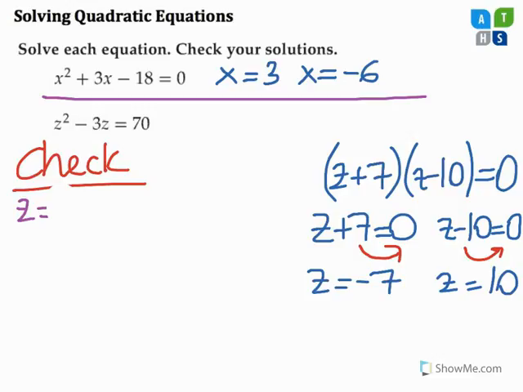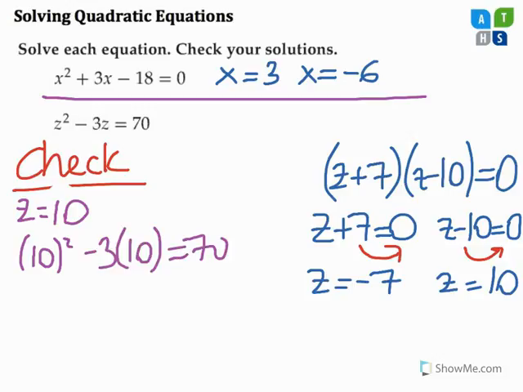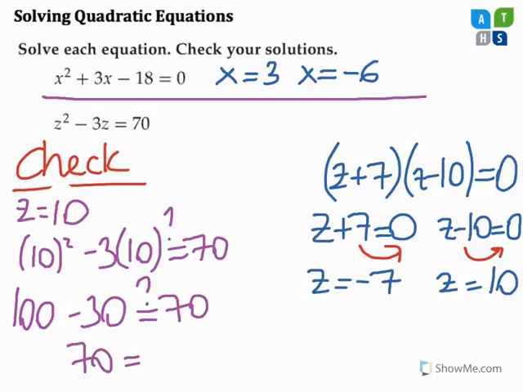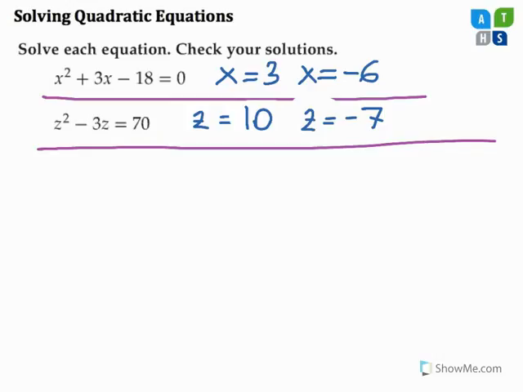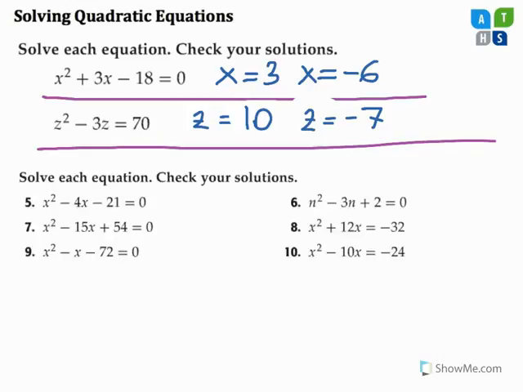Now let's check for z equals 10. Now this time it will be 10 squared minus 3 times 10 equals 70. We don't know yet. 10 squared is 100. 3 times 10 is 30. So 100 minus 30 is 70, which makes my answer correct. Okay, now start solving these equations and show me.